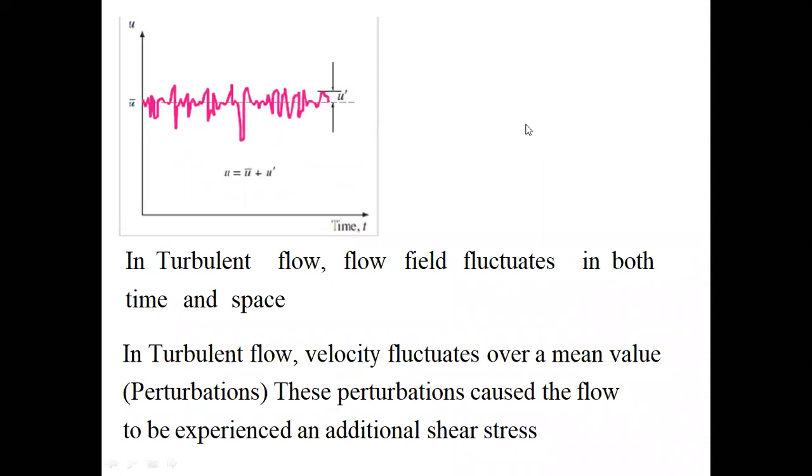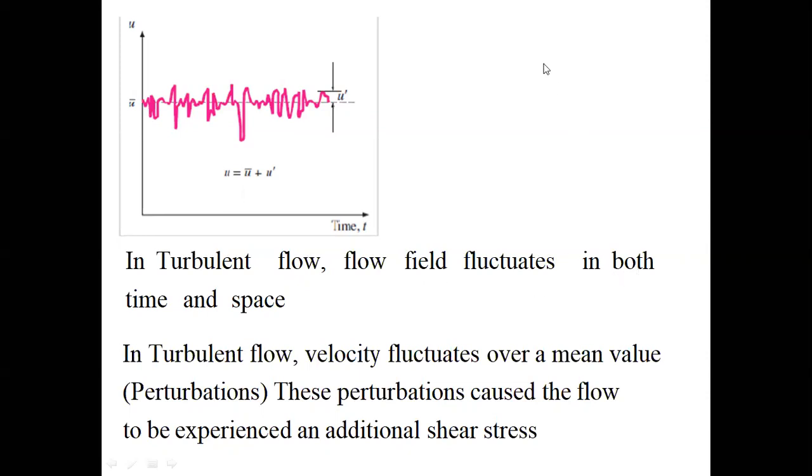If you remember, in laminar flow, the velocity or flow field fluctuates only with time. That means once the velocity profile is fully developed, we have the same velocity in the direction of flow. But in contrast, in turbulent flow, the flow field fluctuates both in time and space.